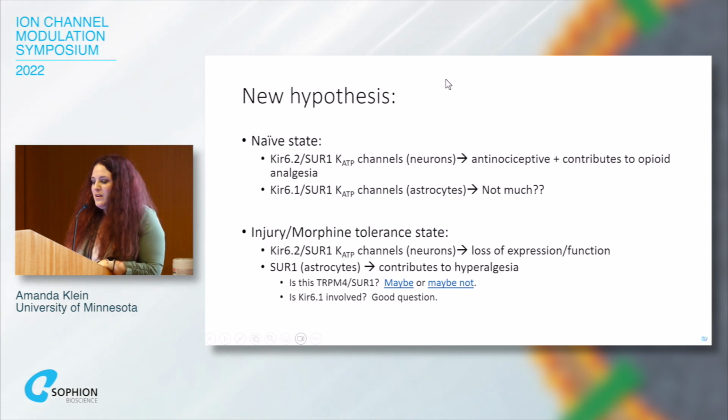Maybe remember that in our naive animals, there wasn't much going on. No real changes in behavior, no changes in opioid tolerance or withdrawal. However, when we added on a chronic pain model, and in addition a morphine tolerance state, our data was much different. So now we have to figure out what's going on here.